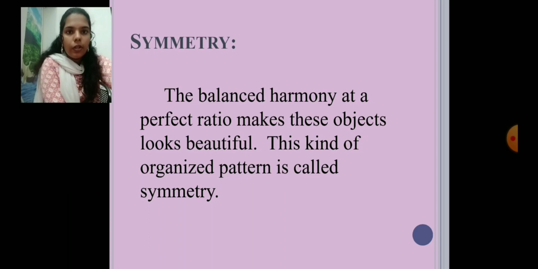Now we can see the definition of symmetry. The balanced harmony at a perfect ratio makes these objects look beautiful. This kind of organized pattern is called symmetry. Or, if we cut an object into two equal halves, both sides need to look beautiful and need to be the same. That is known as symmetry.